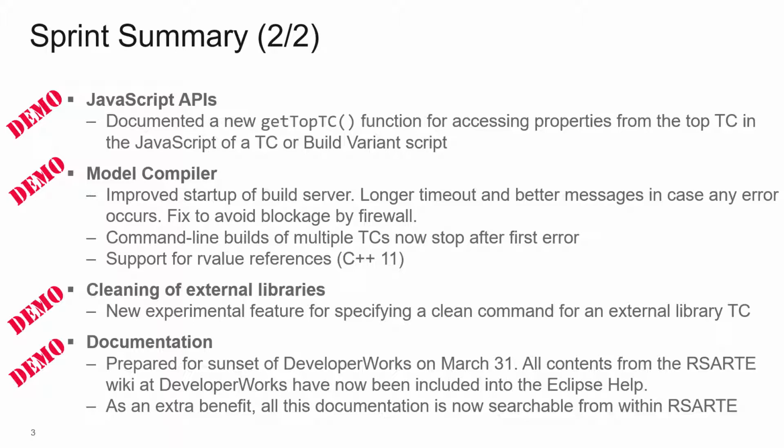JavaScript APIs, we have a new function called getTopTC, which actually is a rename of an old function. It allows you to access properties from the top TC in, for example, a build variant script, or in the JavaScript of a TC. And we have now documented this also, how it works in our JavaScript API documentation.